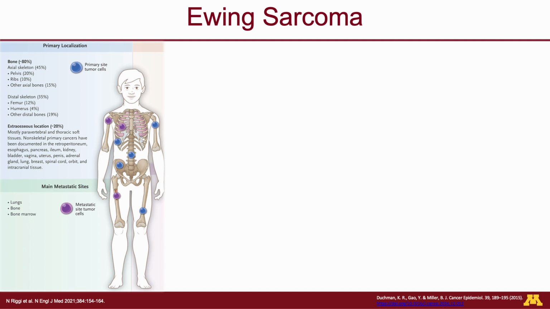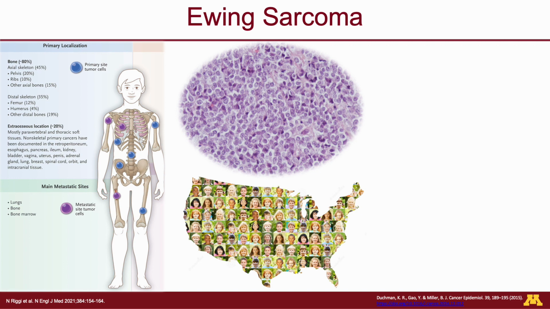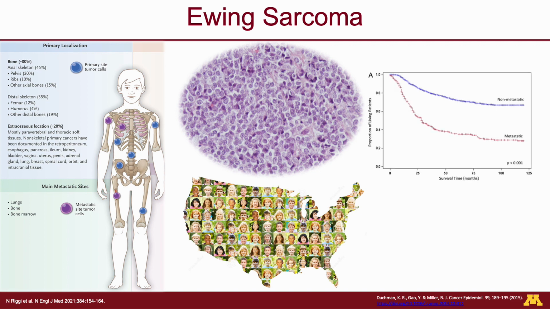For a brief background, Ewing sarcoma is a rare but deadly bone and soft tissue tumor that's found primarily in children and young adults. These sarcomas consist of small round blue cells with prominent nuclei, with just over 400 cases diagnosed each year in the United States alone. Overall survival has actually remained around 60% for decades now and drops to around 35% for those that present initially with metastasis.